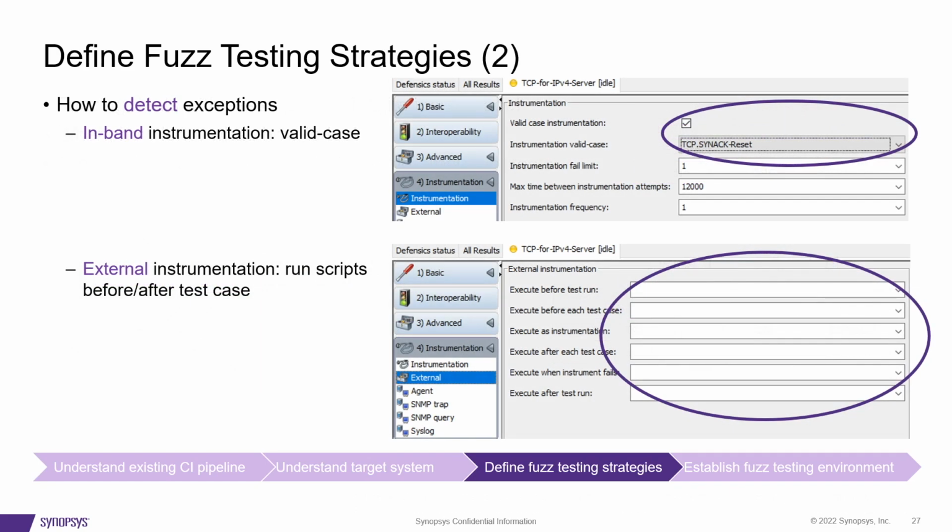Let's take a quick look at how we can detect exceptions. As mentioned, there are 2 approaches, in-band instrumentation and external instrumentation. For embedded instrumentation, we see here an example from Defensics, the fuzz testing tool, where we can check this box to enable valid case instrumentation. For external instrumentation, we see that we can define a number of scripts that can be executed before a test case or after a test case is run to check the status of the target system.